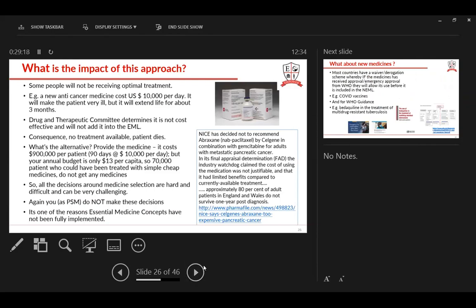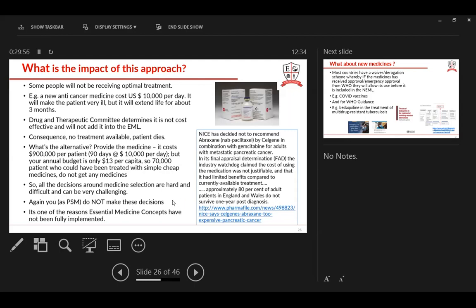So we move to our second part. We talk about what is the impact of this approach. And what approach are we talking about? The approach of EML. Some people may now receive optimal treatment. That is true, as mentioned in the first session. Like I said, I won't do much reading. I think we can see the screen, and the slides will be shared with people. And like we've done in the Q&A, we're making this an interactive one. Your questions should be asked, and we should be able to answer them. That's why you have the expert here.